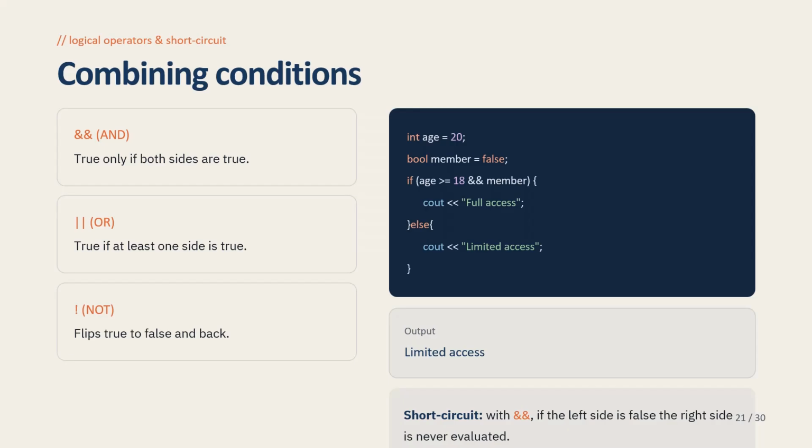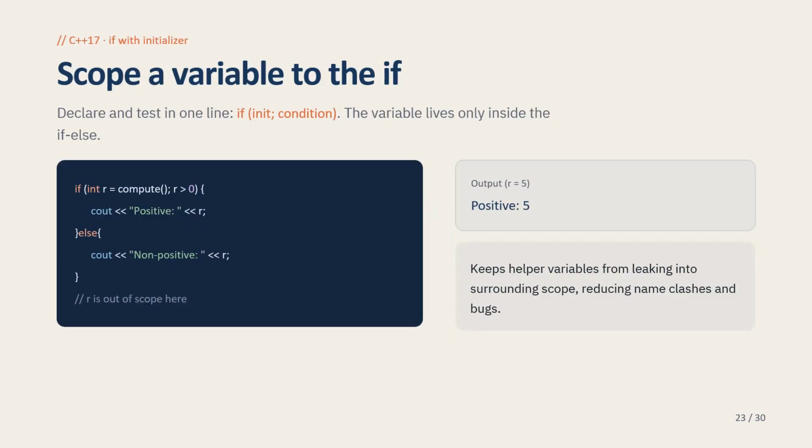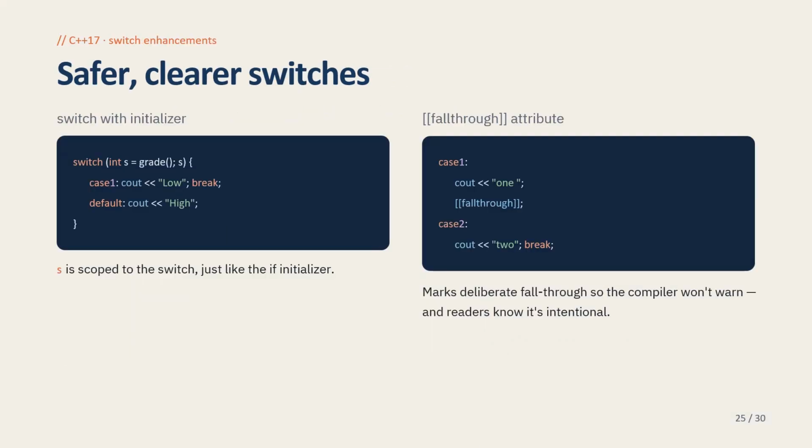Next comes the logical operators. Multiple conditions can be combined using the and, or, and not operators. We're moving on to modern C++ decisions. Here we discuss the scope of variables and decisions at compile time, and how to use safer and clearer switches is displayed here.